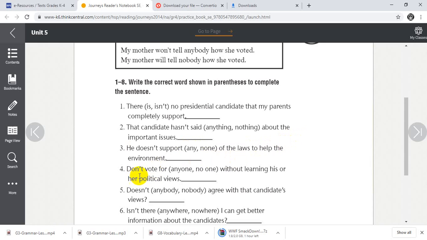Number 4. Don't vote for anyone, no one, without learning his or her political views. Don't, right? A negative. So we're going to choose anyone because no one is another negative. So the correct answer is anyone. Okay? Great job. Number 5. Doesn't. Does not. Negative. Anybody or nobody agree with that candidate's views. We're going to choose anybody because nobody is negative. So the correct answer is anybody.